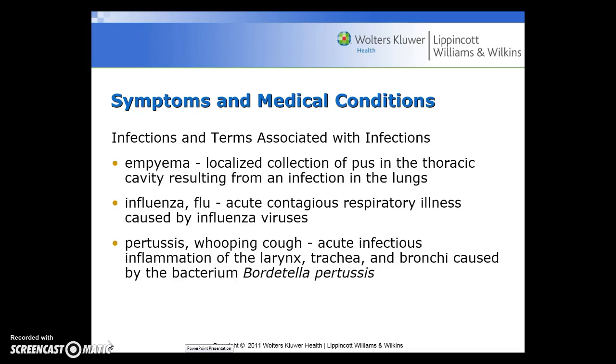Infections and terms associated with infections when we're talking about medical conditions of the respiratory system. Empyema is a localized collection of pus in the thoracic cavity resulting from an infection in the lungs. Influenza or flu is an acute contagious respiratory illness caused by the influenza virus. Pertussis or whooping cough is an acute infectious inflammation of the larynx, trachea, and bronchi caused by the bacterium Bordetella pertussis.